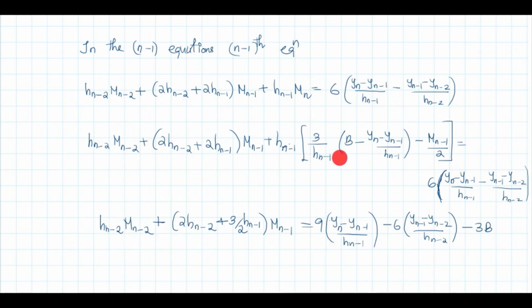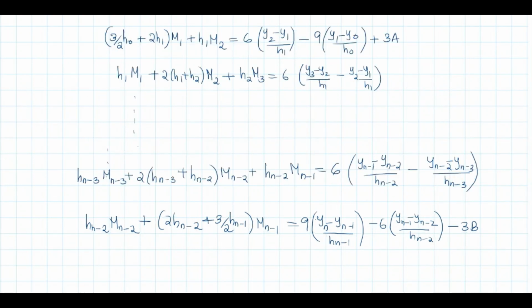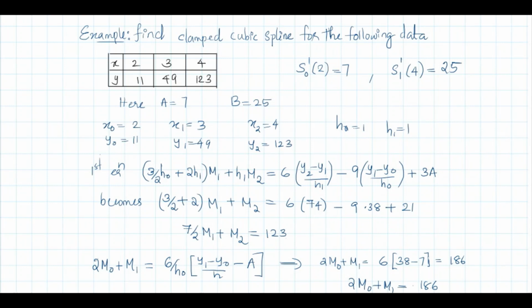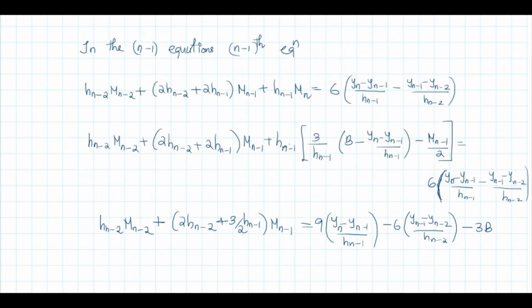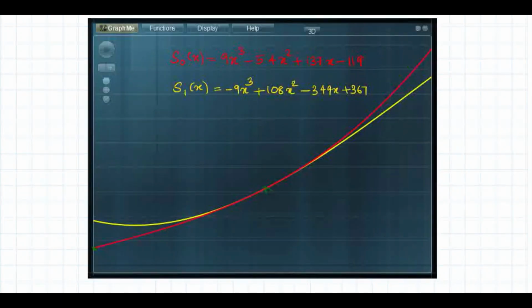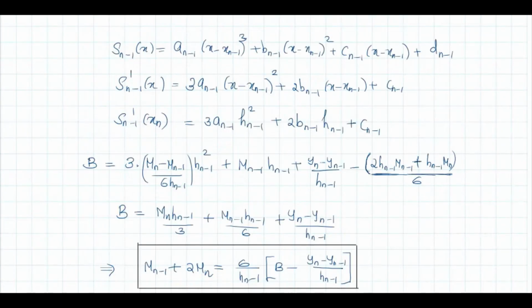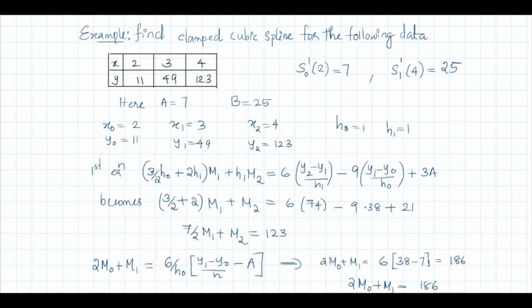Okay, all the steps are written here. You can just verify. So the first equation changed to this one, the last equation changed to this one. All the other equations remain the same. Now you have n minus 1 equations and n minus 1 unknowns, m1 to m(n-1). So you can solve and find the values of m1 to m(n-1). Once we have m1, you can find m0 using this equation, and once you have m(n-1), you can calculate mn using this equation. So we will get all the n plus 1 m values.